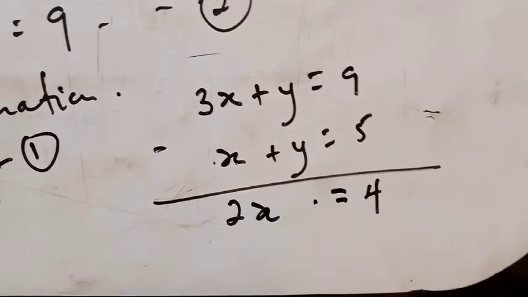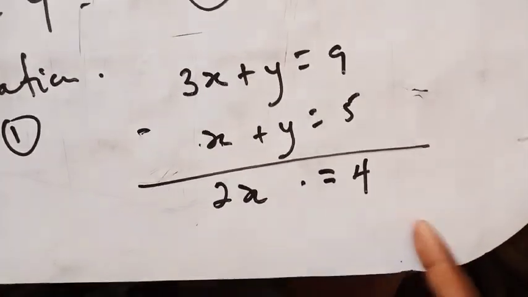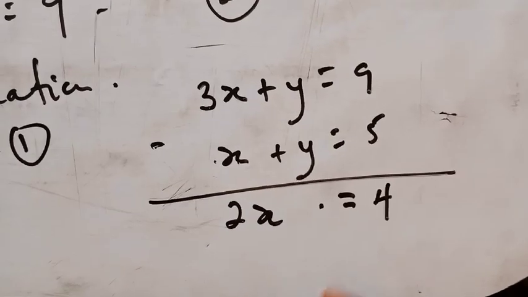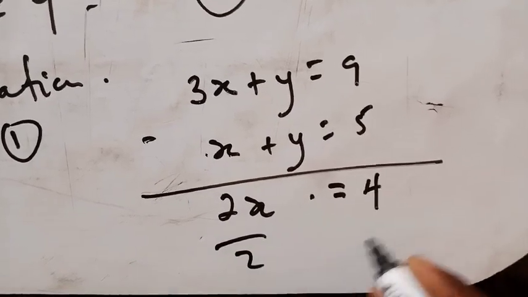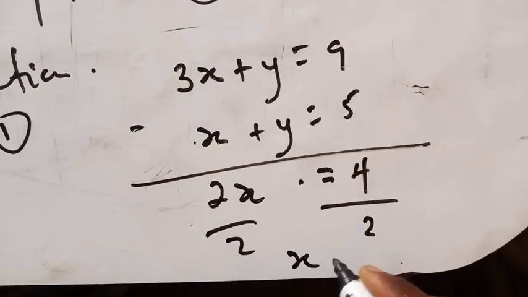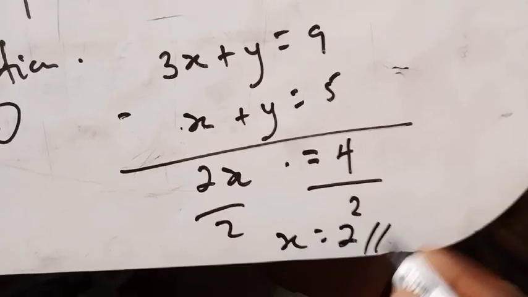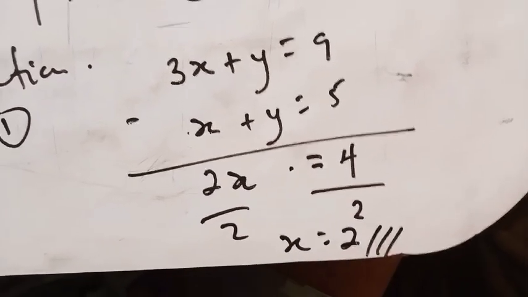Remember there's an equal to sign. Now this brings it to something that we already know how to solve. Here we are going to divide both sides by 2, so we have x equal to 2. Is that okay? Perfect.